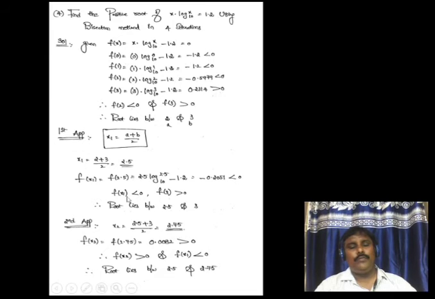So the value f of x1 is less than 0. I have gone for the greater than 0. Therefore, the root lies between 2.5 and 3. So I have gone to the second approach, that is x2 equal to 2.75.